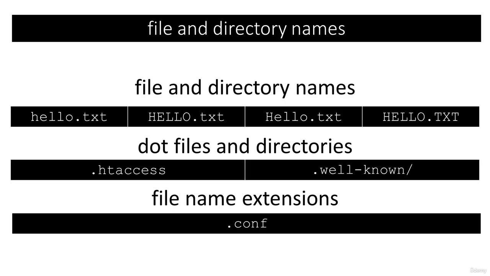We need to look at a few aspects regarding file and directory names. When you work with Windows, the following file names are all the same. They refer to a single file: Hello.txt lowercase, all uppercase, the file name in uppercase with the extension in lowercase. They all refer to one file, a single file.